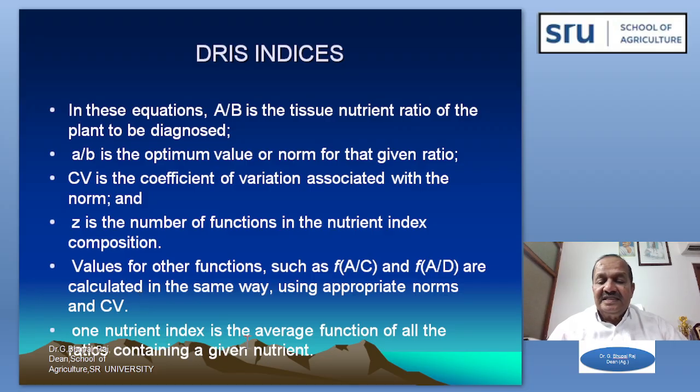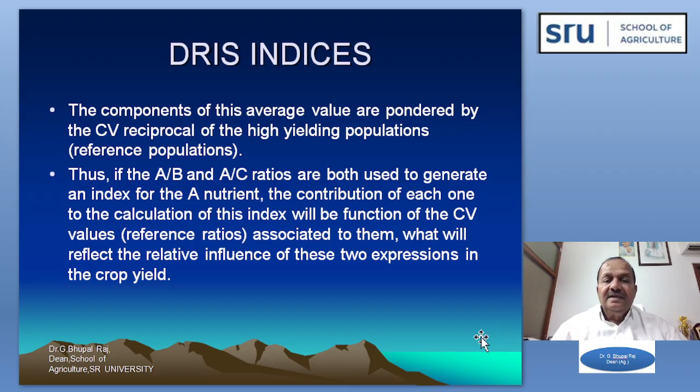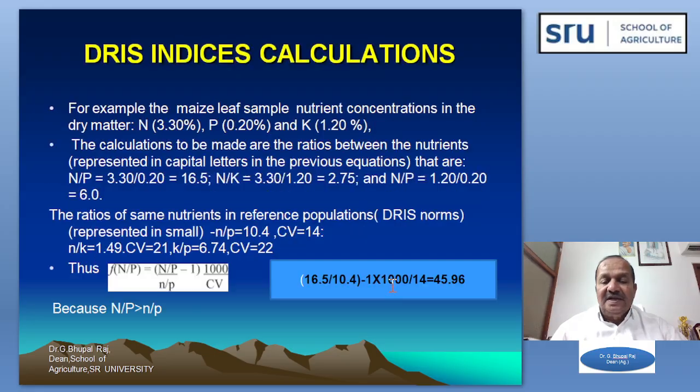So one nutrient index is the average function of all the ratios containing the given nutrient. The components of this average value are weighted by the reciprocal of the coefficient of variation of the high yielding populations, those are the reference populations. So if the capital A by B, that is the test value ratio, and the capital A by C ratio are both used to generate the index for the A nutrient, the contribution of each one to the calculation of this index will be a function of the coefficient of variation values of the reference values associated with them. So that will reflect the relative influence of these two expressions on the crop yield.